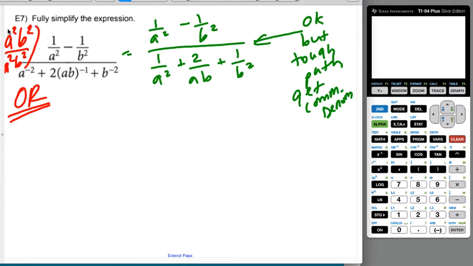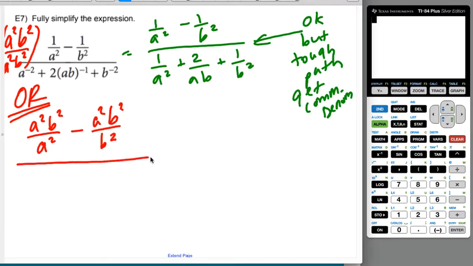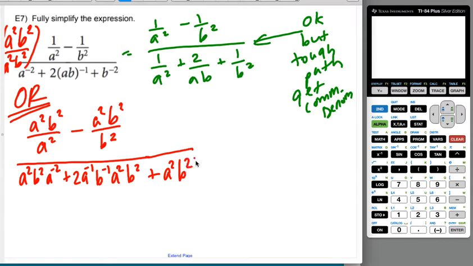So if I multiply the entire top by a squared over b squared, or sorry, not a squared over b squared, just a squared b squared, I'm going to get a squared b squared over a squared, which we'll deal with in a sec, minus a squared b squared over b squared. On the bottom, I'm going to get a squared b squared a to the negative second, which we'll deal with in a sec, plus 2a to the negative first, b to the negative first, a squared b squared. Again, I promise it's going to get better in a second. Plus an a squared b to the negative second.